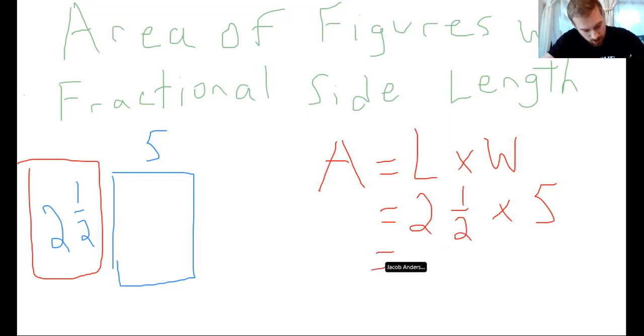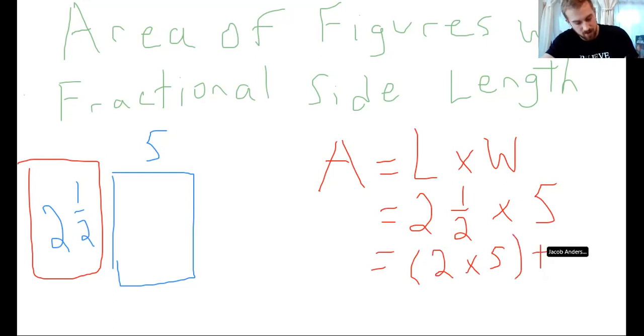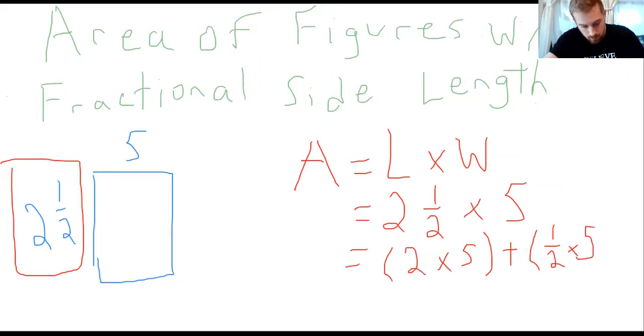So I'm going to do 2 times 5. I'm going to put that in parentheses. 2 times 5. Then we get a plus. Then we're going to have a half times 5. 1/2 times 5. Kind of running out of room there, but let's see if I can make this a little wider. Yeah, there we go. Perfect. So now we have 2 times 5 plus 1/2 times 5.